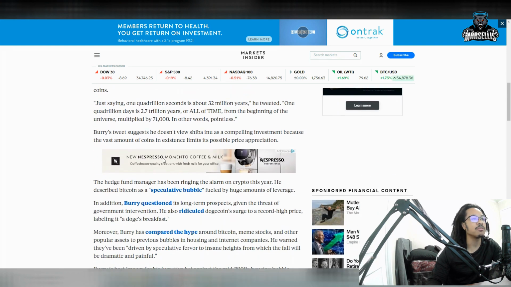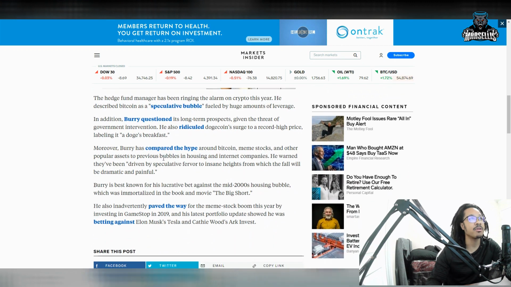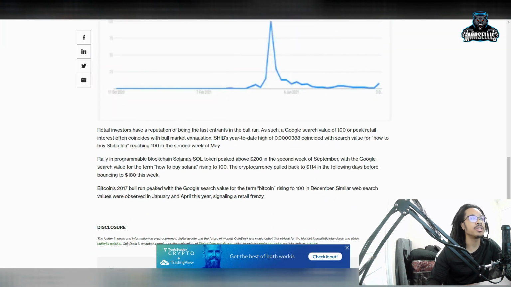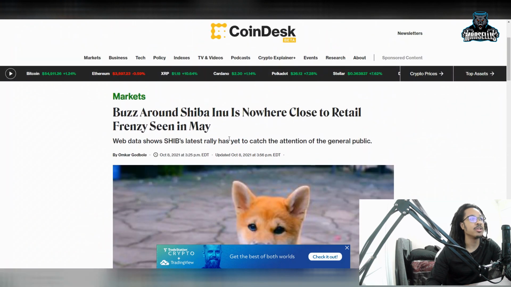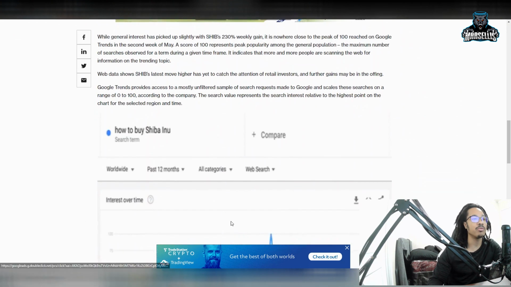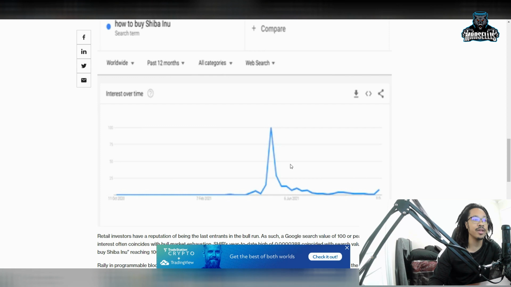But let's actually move on to the next thing that we have here with Shiba Inu. You can see this over here. So you're definitely seeing a lot of movement happening over here. So buzz around Shiba Inu is nowhere close to the retail frenzy that we saw in May. So they're saying that we had a whole retail frenzy, and then we're gonna go over to Google Trends over here. They're not seeing as big of a trend over here as we had previously inside May.